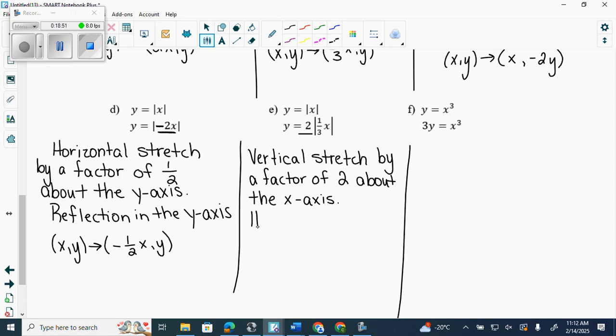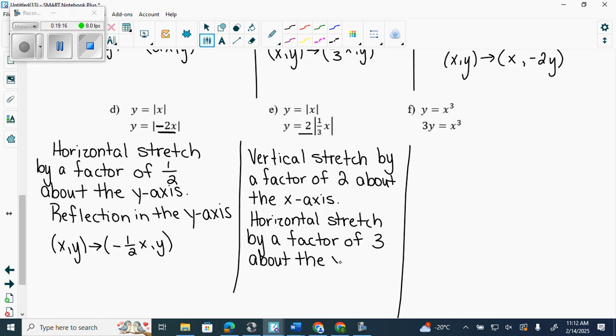And then we have a horizontal stretch by a factor of what? 3. Because we're going from equation to words over that arrow, right? About the opposite axis. So if it's horizontal, it's about the y-axis. Stretches always multiply. The numbers I have are 2 and 3.